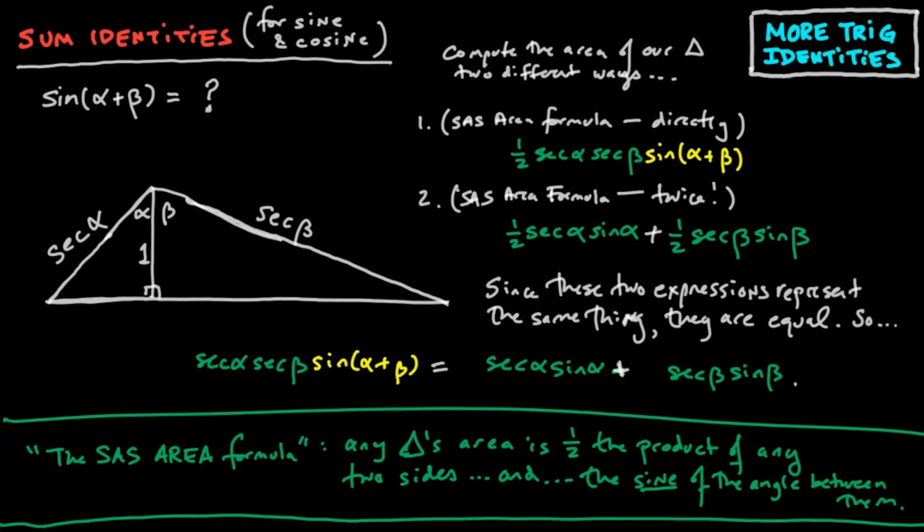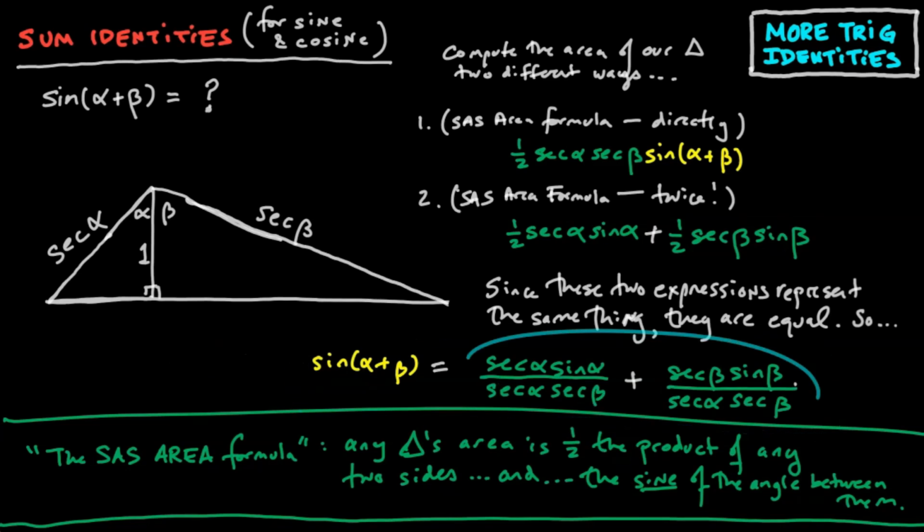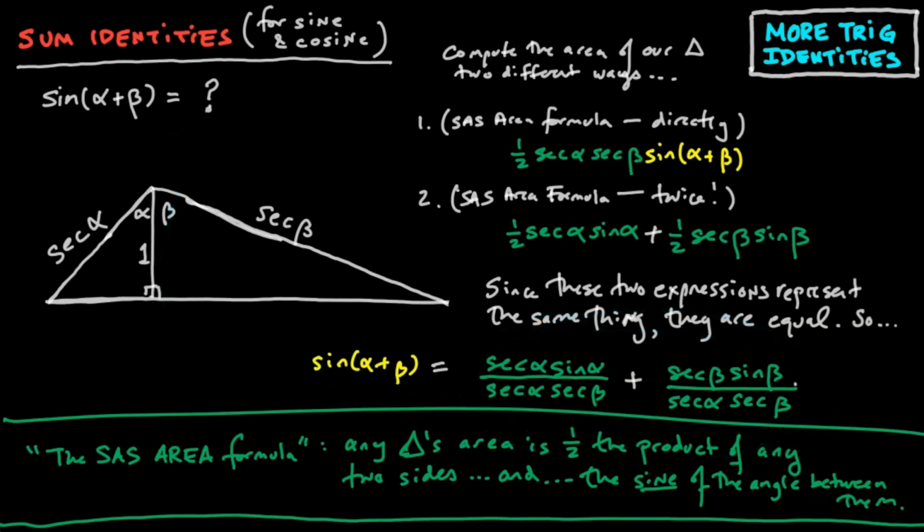That's nicer already. Now, I'm trying to isolate sine of alpha plus beta on one side. So let's just divide both sides by secant alpha, secant beta. When I do that, we get this. Hey, that's nice. I now have an expression for sine of alpha plus beta. And no doubt you are thinking, oh my God, that is the goriest looking thing I've ever seen. I will never remember that. Well, I have good news for you.